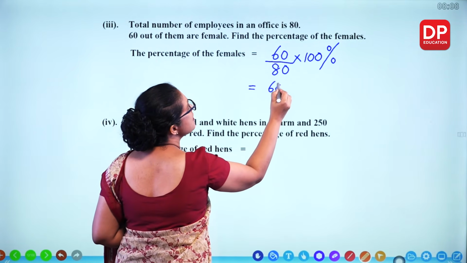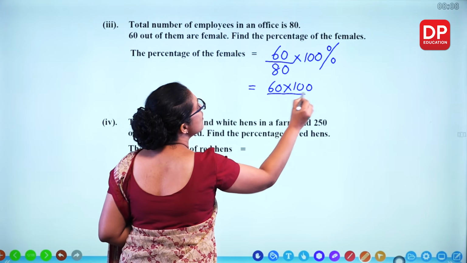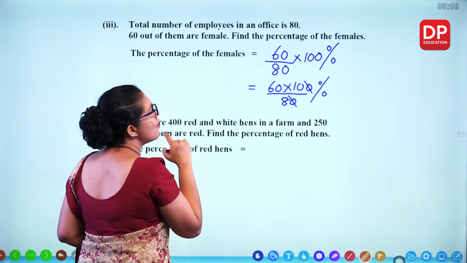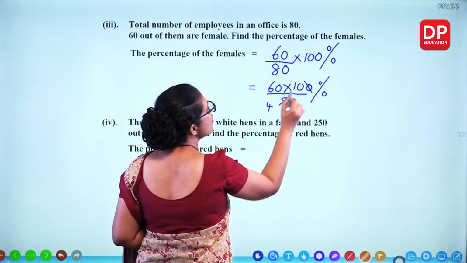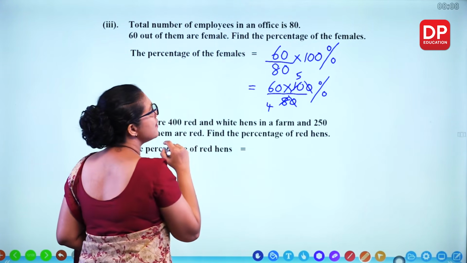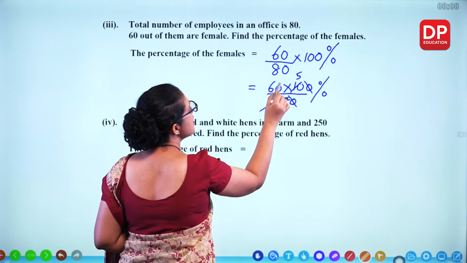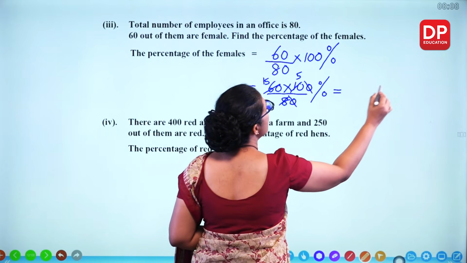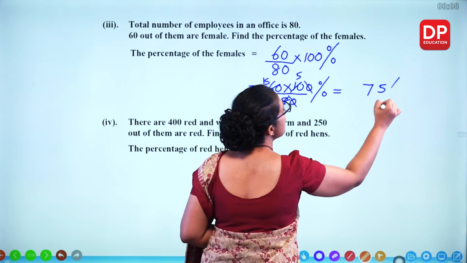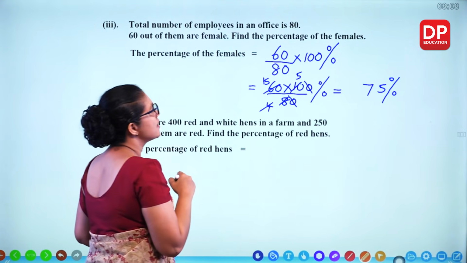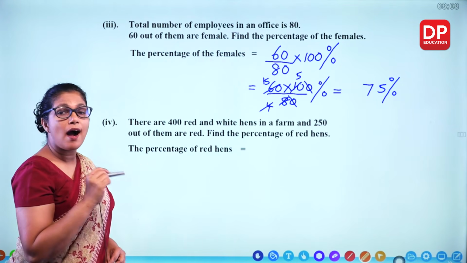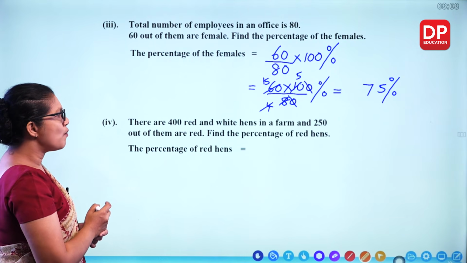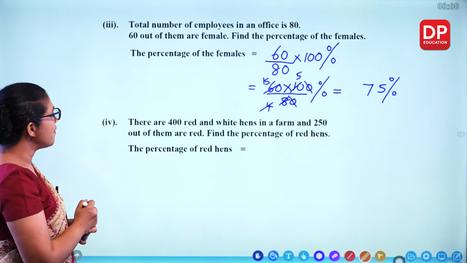So multiply the numerator separately, denominator separately. 0, 0. 2 times 4, 2 times 5. Then 60 and 4, you get 15. 15 times 5, 75%. So 75% are females.